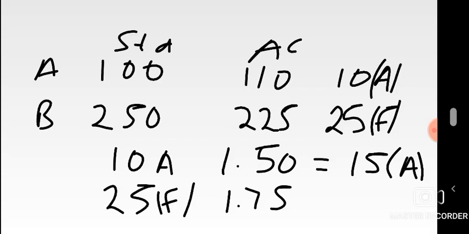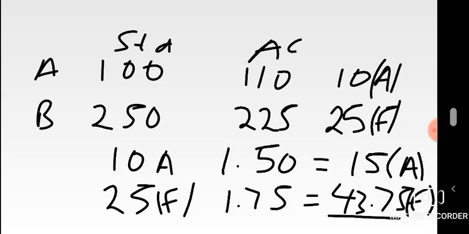Okay, then we got the next one, 25 by 1.75, 43.75 favorable, and you get the total of the two. That's how you find the total material usage variance. Since it was in different materials, you first treat them separately, then at the end of the day you just add them together.